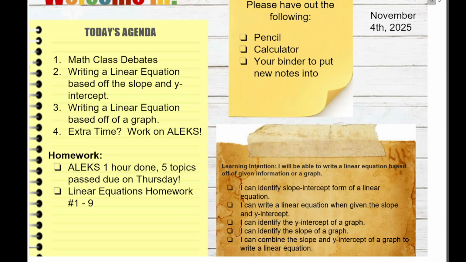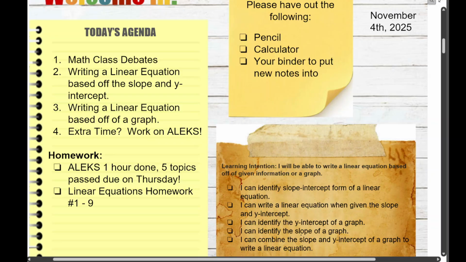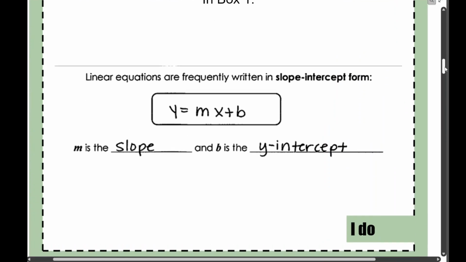I can write a linear equation when given a slope and y-intercept. I can identify the y-intercept of a graph. I can identify the slope of a graph. And I can combine the slope and y-intercept of a graph to write a linear equation. Okay, so let's talk about box one.